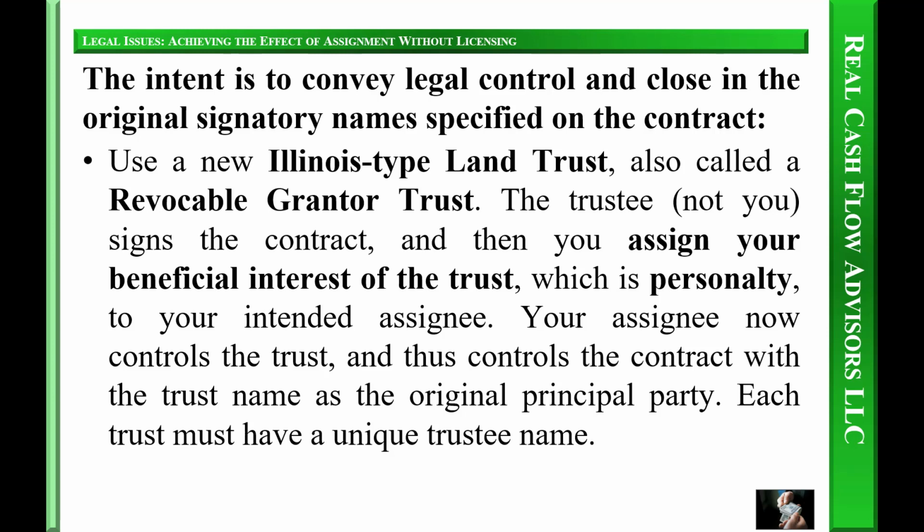Use a new Illinois-type land trust, also called a revocable grantor trust. The trustee, not you, signs the contract, and then you assign your beneficial interest of the trust, which is personalty, to your intended assignee. Your assignee now controls the trust, and thus controls the contract with the trust name as the original principal party. Each trust must have a unique trustee name.